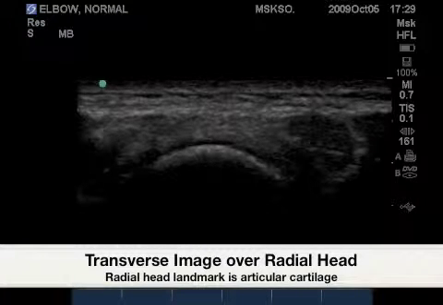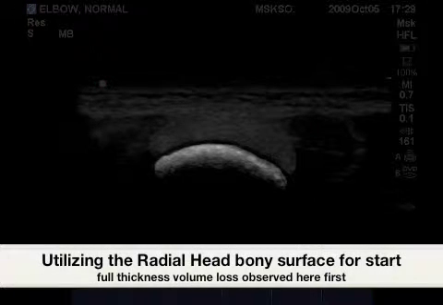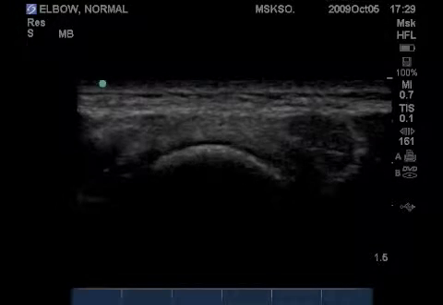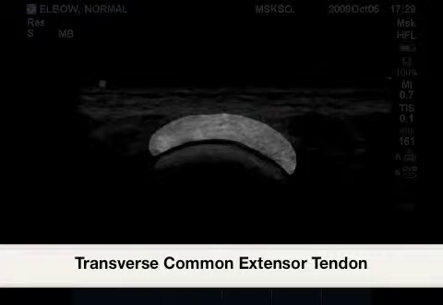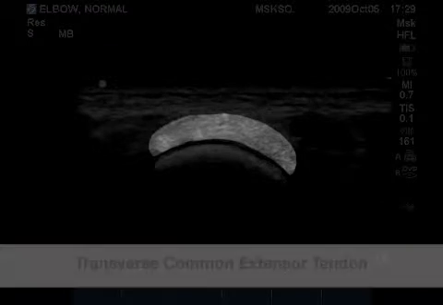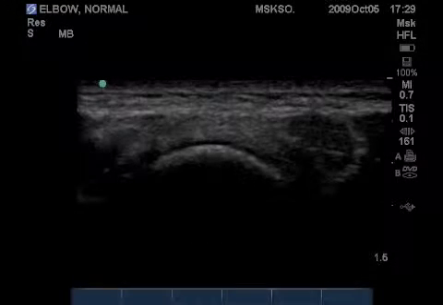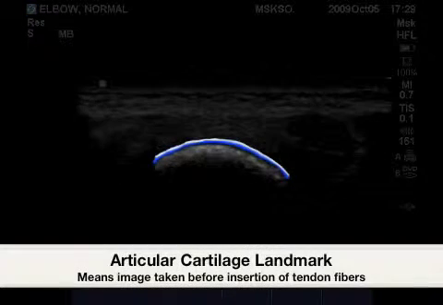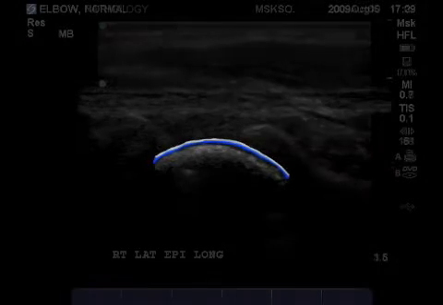A transverse image of the common extensor tendon over the level of the radial head shows a thin, dark, hypoechoic line representing articular cartilage. Superficial to that would be the common extensor tendon. Highlighted here is the articular cartilage, giving us an idea what part of the common extensor tendon we're viewing.